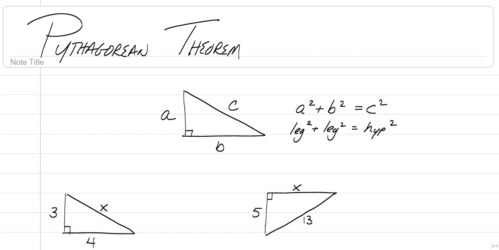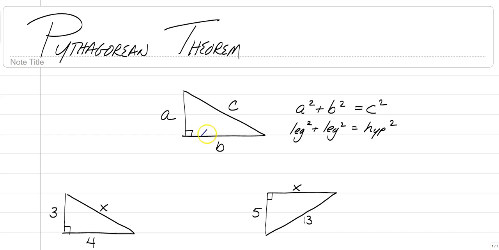Before we start doing some Pythagorean theorem problems, I want you to know that this can only be done when we have a right triangle. So if you do not have a right triangle, don't you dare try to do the Pythagorean theorem. It must be for a right triangle.